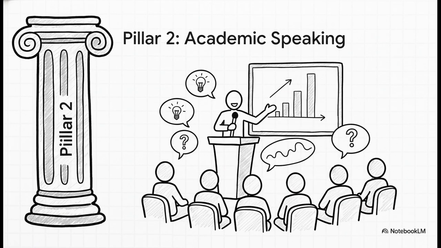Then we have Pillar 2, academic speaking. This is everything from giving a killer presentation to actually knowing how to jump into a seminar discussion. And a really crucial part of this is learning how to express your own opinion while also using careful hedging language. Saying things like, "it seems that," or "the data might suggest." It's a huge part of sounding credible.